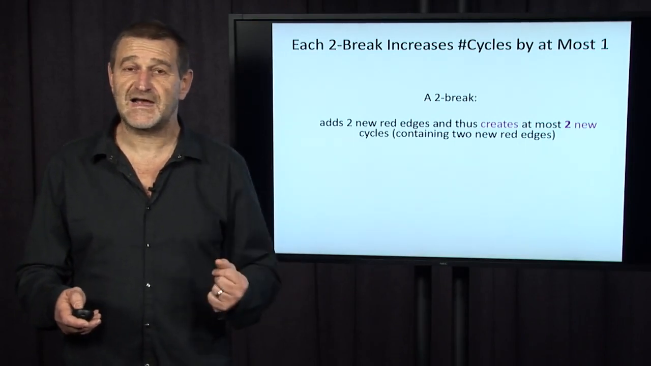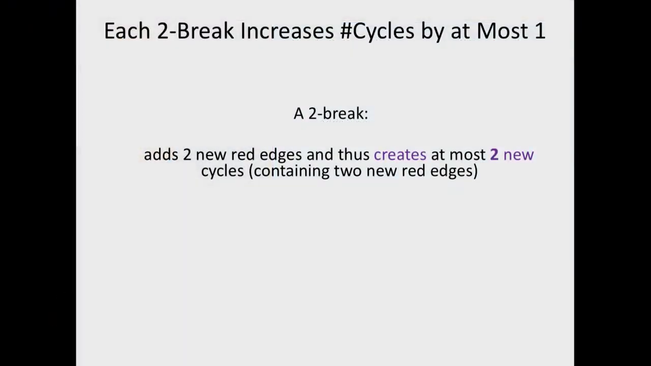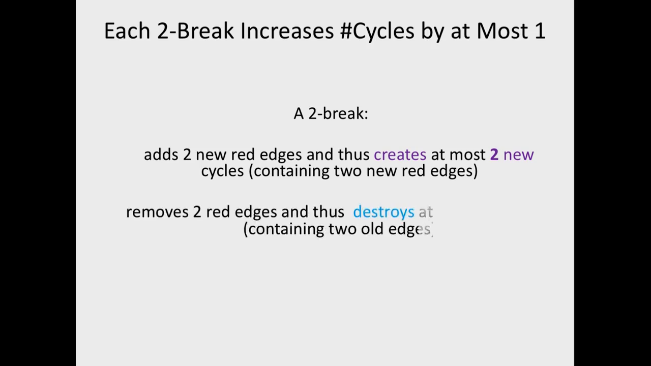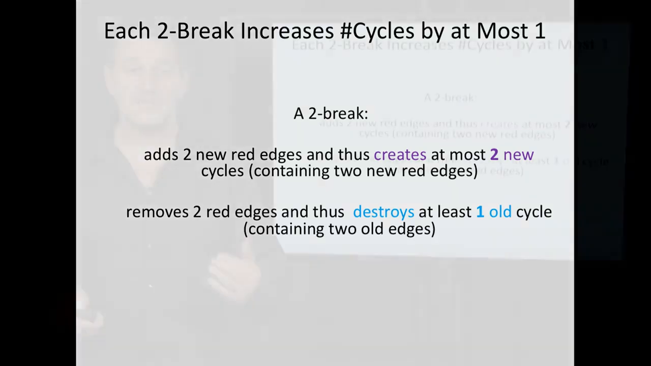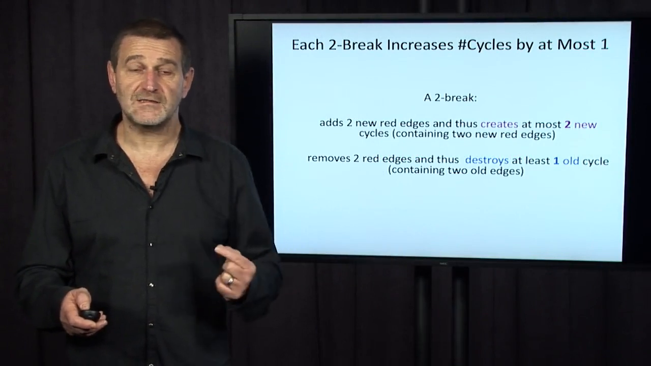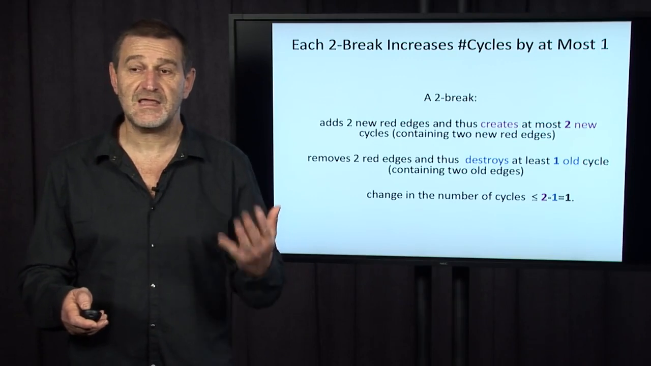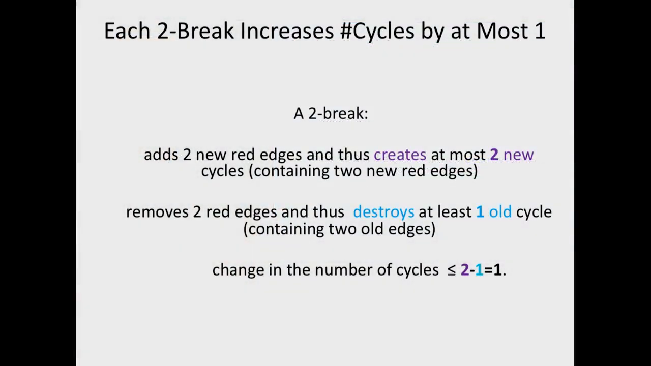We almost proved this theorem, but actually we haven't proved it yet. My previous slide was simply an invitation for you to look at the picture. Let's give a little bit more formal proof. So a two-break adds two new red edges and thus creates at most two new cycles in the breakpoint graph. On the other hand, it removes two red edges and thus destroys at least one old cycle in the breakpoint graph. And therefore, the change in the number of cycles is at most 2 minus 1, which is at most 1.